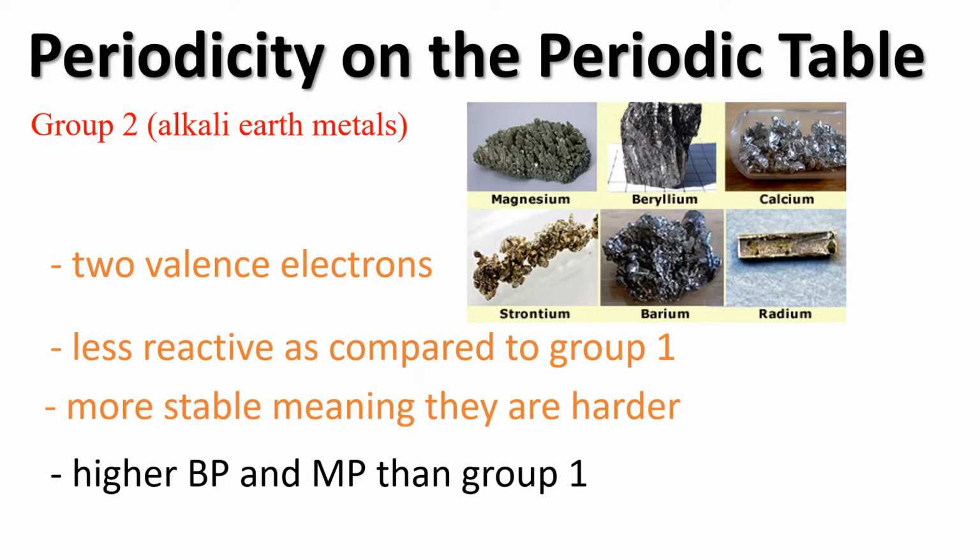And because they're nice and hard, it's probably no surprise that they have higher boiling points (BP) and higher melting points (MP) than the softer group 1 metals.